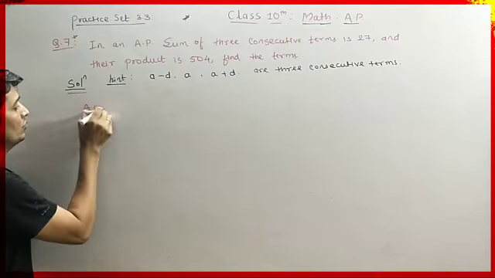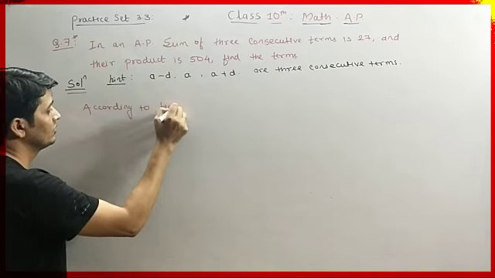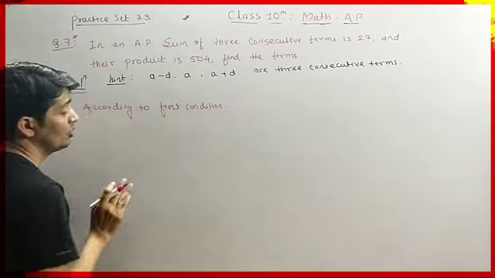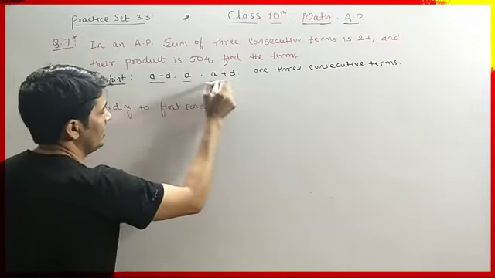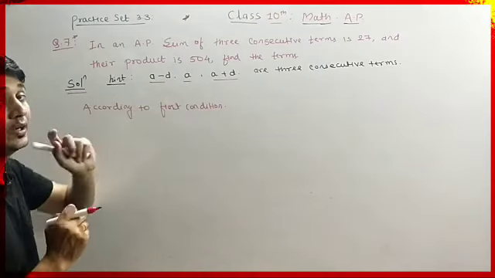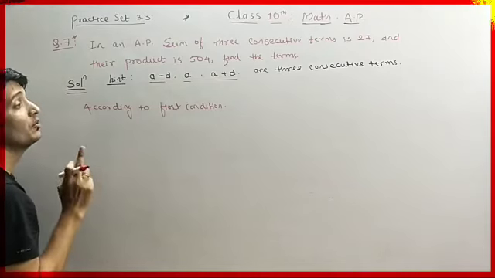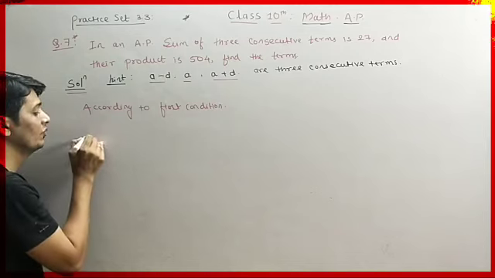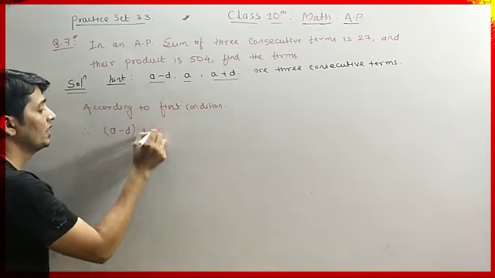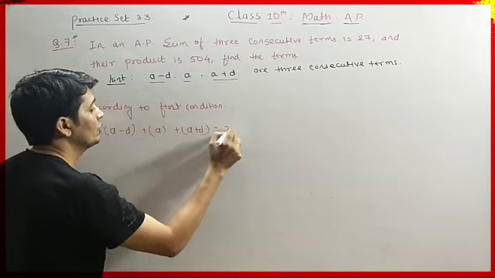Okay, so according to the first condition, our consecutive terms are A minus D, A and A plus D. The question says the sum of the first 3 consecutive terms is 27. So we have to add all these 3 numbers and we will get the sum 27. Therefore, A minus D plus A plus D equals 27.